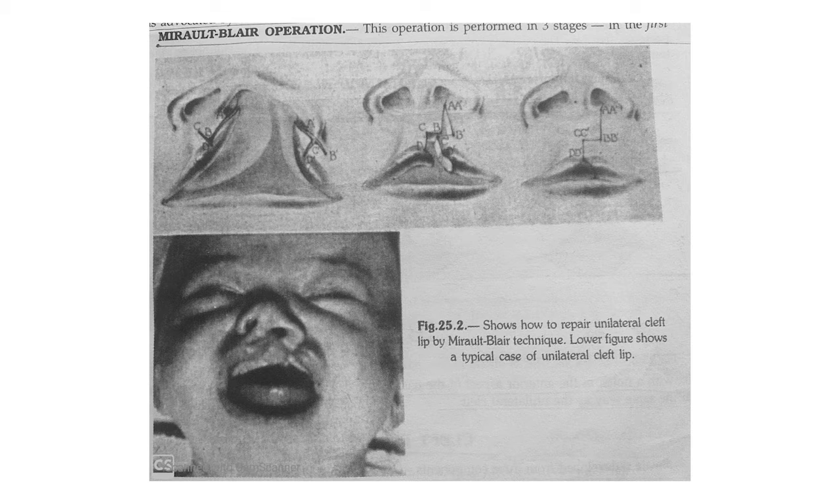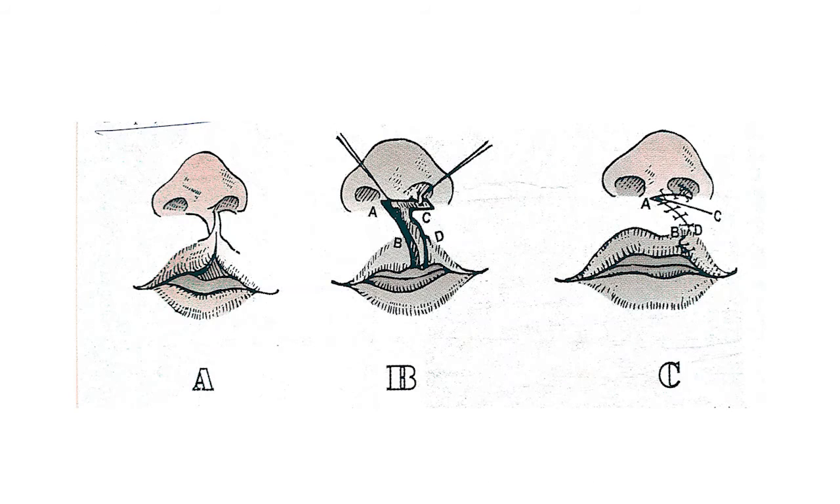All these 3 stages are clearly shown in this image, and the lower image shows how to repair unilateral cleft lip by the Mirault-Blair technique. The lower figure shows a typical case of the unilateral cleft lip. Again, this image shows the steps of the Millard rotation advancement repair. Image A shows the comparatively easier technique fixed with a notch in the anterior aspect of the nasal septum. The repair of the cleft is performed in the same way as the unilateral cleft.